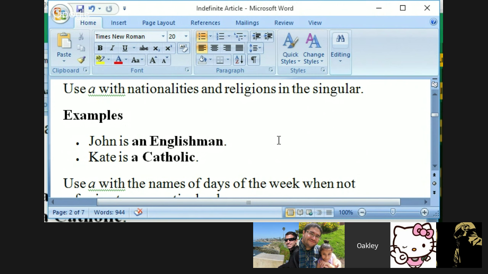So if you're talking about the group, then you use the. Well, even when I say the group, I need to use the. But if you're talking about a member of the group, that's the important thing. That's where you use a or an.